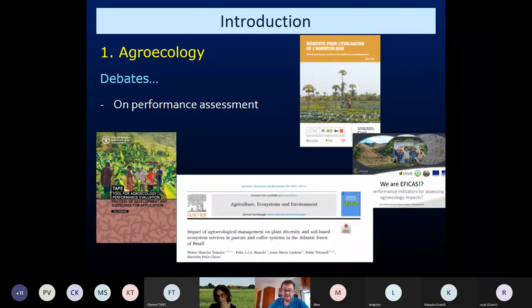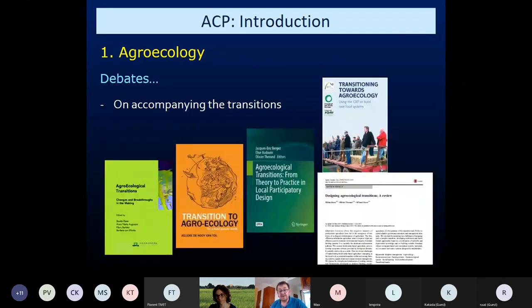So we have a lot of debates on that, and we have also debates on the transition, how to facilitate, to promote, to accompany the transitions toward agroecology, because we are in a situation A and we would like to go to a situation B, and it needs a transition period, and there are not only technical issues, but maybe I could say mostly social issues to make a consensus, to make trade-offs of the different stakeholders involved in this transition.